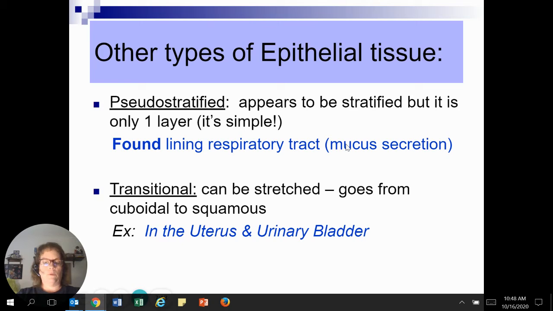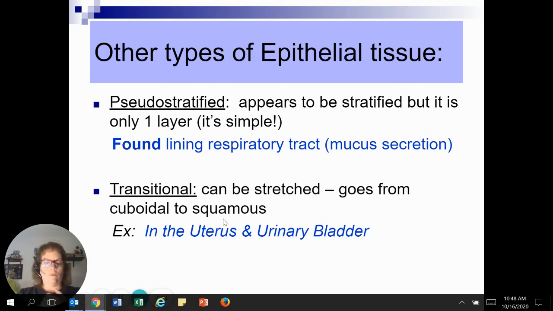They produce mucus. And then you have one called transitional, and that means it starts out as one shape and turns into another because the organ that it lines is actually stretched. So if you think about the uterus in a female when she's pregnant, it's lined with transitional epithelial, so it starts out as squares, but as that baby grows and that uterus is stretched out, they get flat.